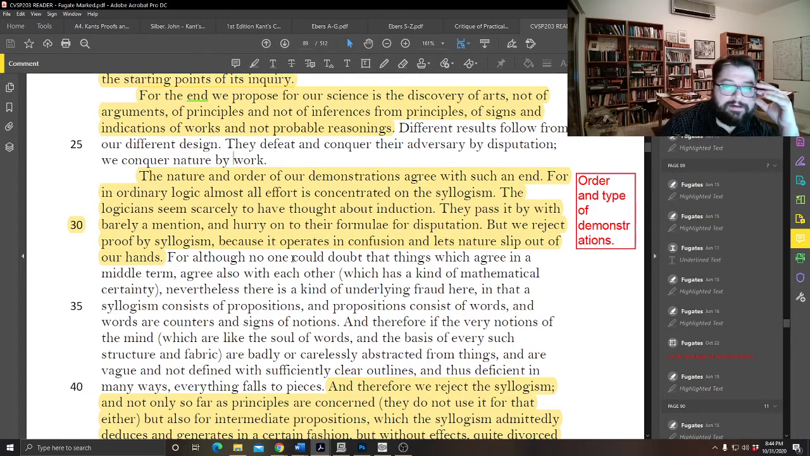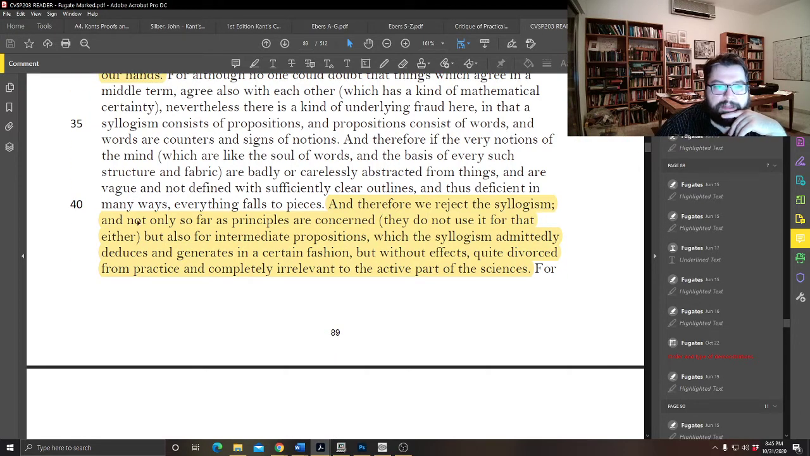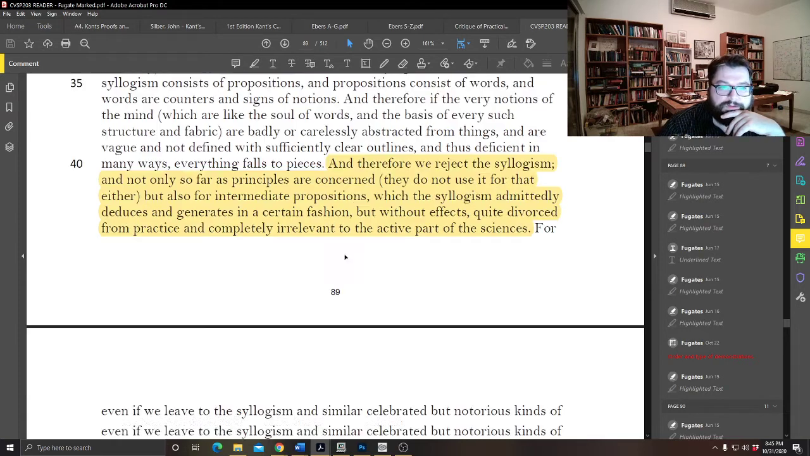It lets nature slip out of our hands because it's too quick to come up with the ideas of what the fundamental principles of nature are without investigating them deeply enough. So nature is too subtle for our immediate understanding. But that's what we try to do when we deduce. We start with first principles that are supposed to be quick answers to what nature is at its deepest level. So he says we reject the syllogism, and not only for principles, but also for intermediate propositions and other forms of propositions.